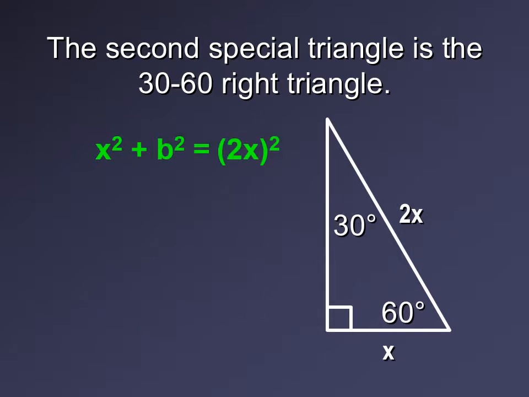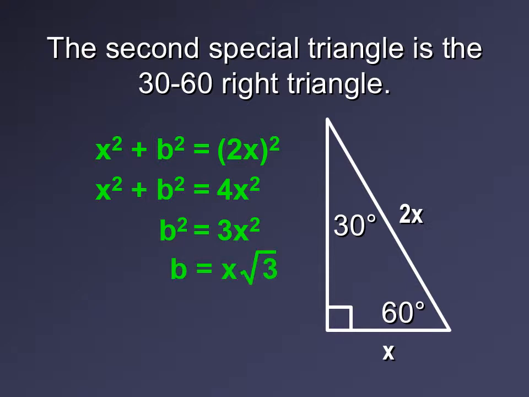So we have x squared plus b squared is equal to (2x) squared. Go ahead and take care of that exponent. So we get x squared plus b squared equals 4x squared. Now we're going to solve for b, so we're going to subtract x squared from both sides. So b squared is equal to 3x squared. Now we're going to square root both sides, which gives us b equals x times the square root of 3. So that means that side is x square roots of 3.